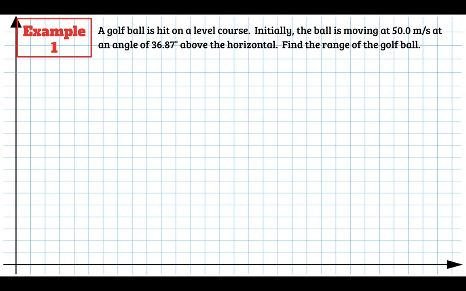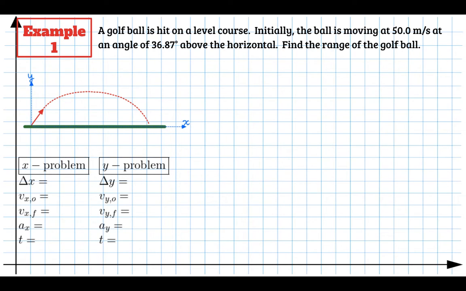So what we have is a golf ball, and it's hit on a level course. Now it's the golf ball that's going 50 meters per second, and initially it's going 36.87 degrees above the horizon. Okay, so that's the launch angle. We want to find the range of the golf ball. So we have a level golf course. It's hit from the ground. It goes up, up, up, up, up, down, down, down, hits the ground.